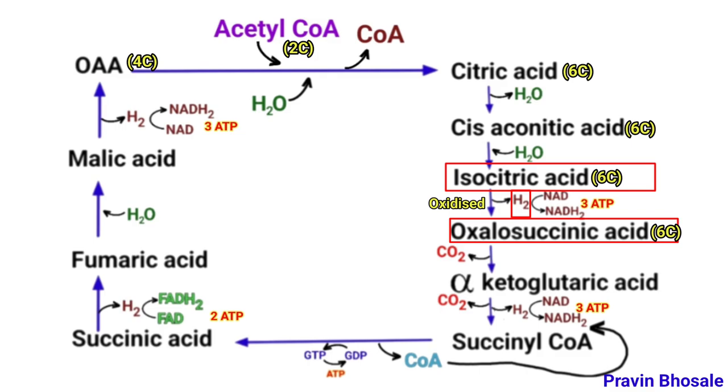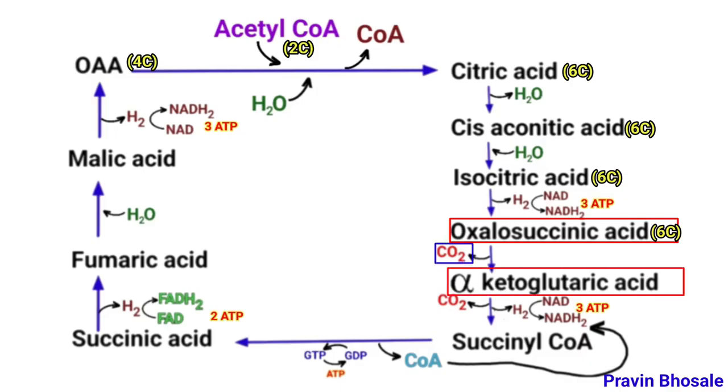So repeat again. Here there is oxidation, removal of hydrogen. So here isocitric acid forms oxalosuccinic acid. It is a 6 carbon compound. Oxalosuccinic acid gets decarboxylated. There is removal of carbon dioxide. So now here alpha ketoglutaric acid is formed. Since there is removal of carbon dioxide, alpha ketoglutaric acid consists of 5 carbon atoms.